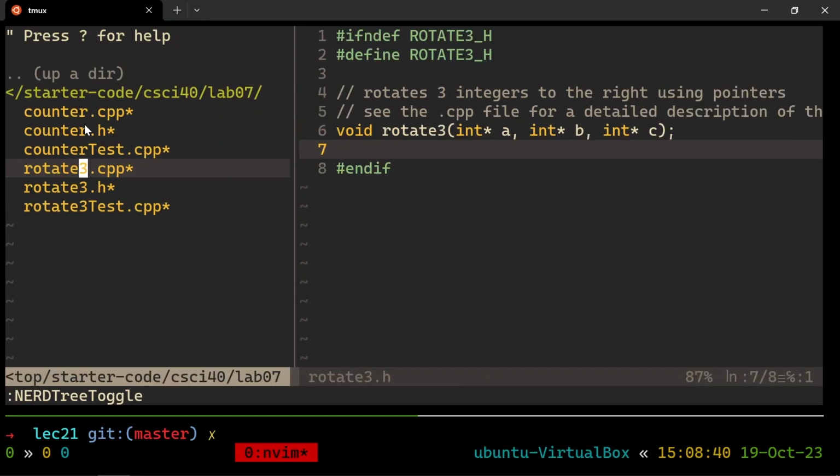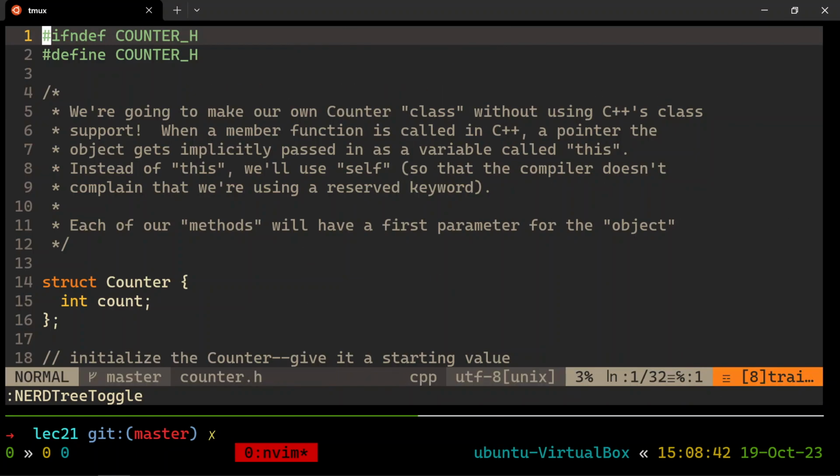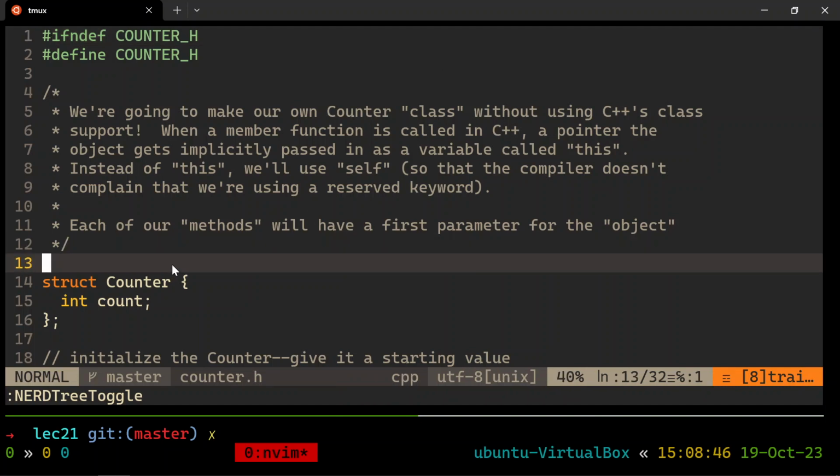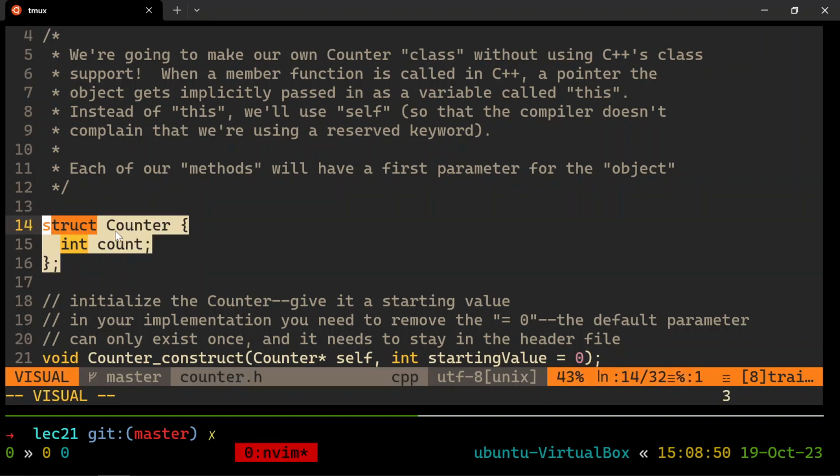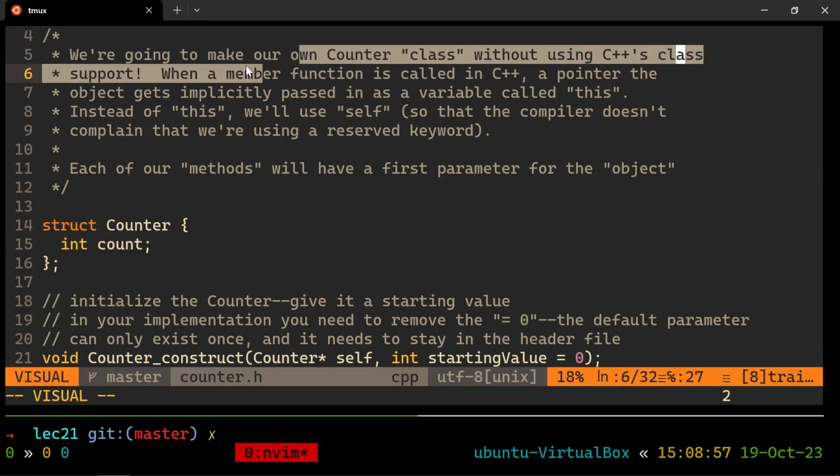So there's counter.h. We're going to make a counter class like I've explained. You can make your own classes secretly if you wanted to. This is like how the Linux kernel works if you care. You can make a struct, because you can have objects still, just no methods. All right? We're going to make our own counter class without using classes.